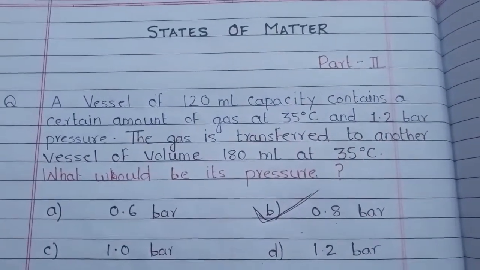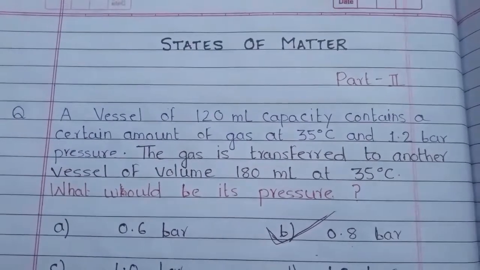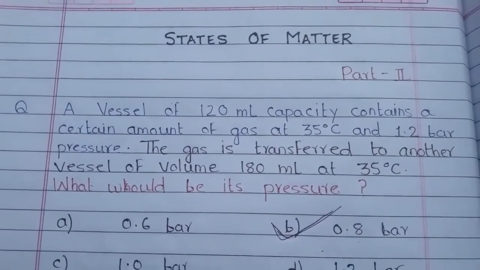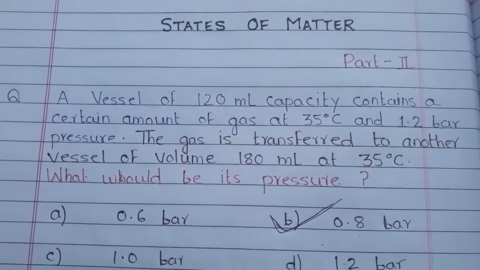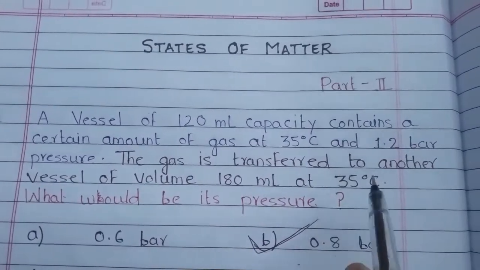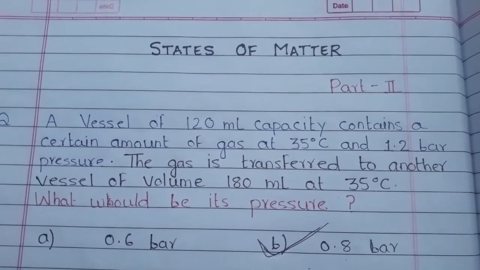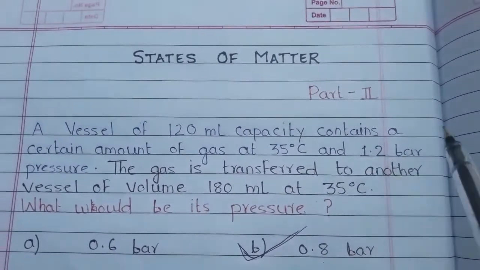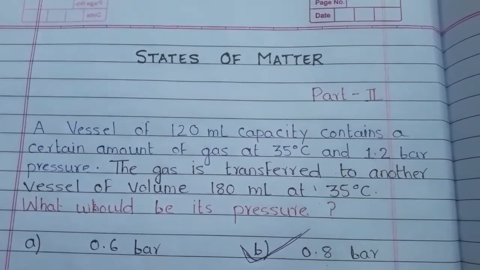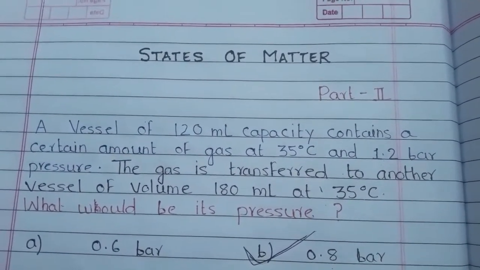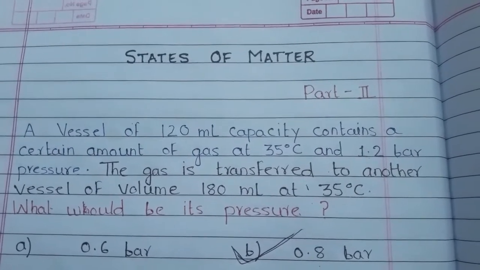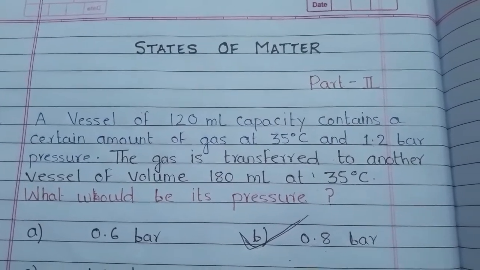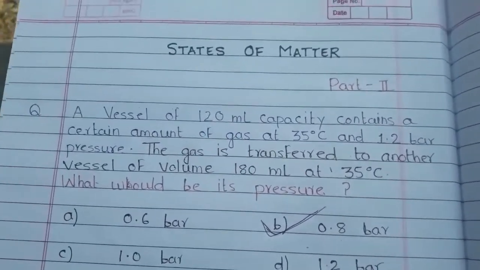So we can say that if we transfer a certain amount of gas from a 120 ml capacity container to a 180 ml capacity container, what happens if we fill a certain amount of gas into the 120 ml capacity container? Their pressure was 1.2 bar. We are increasing the volume of gas, that means pressure will automatically decrease because gases are getting more space to occupy. So here the pressure will decrease to 0.8 bar.